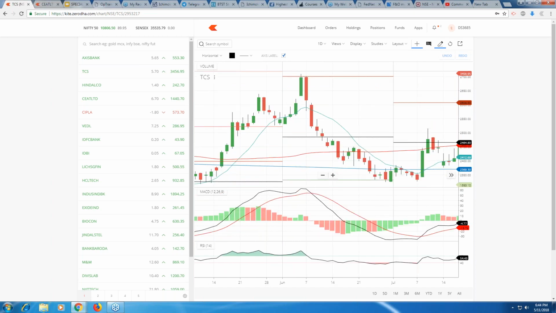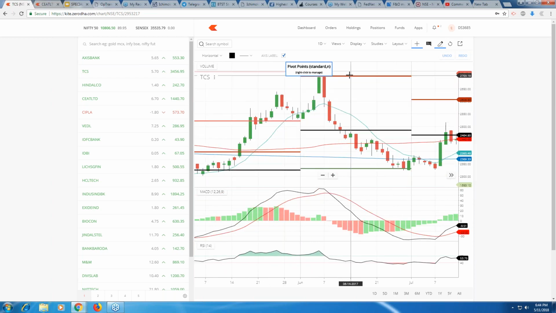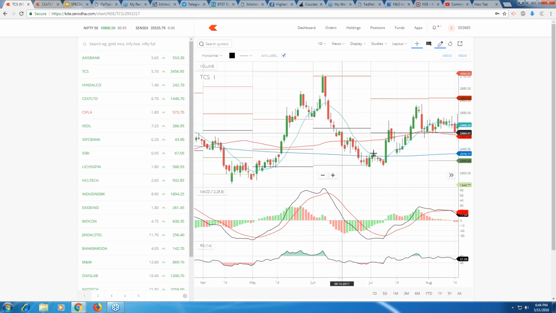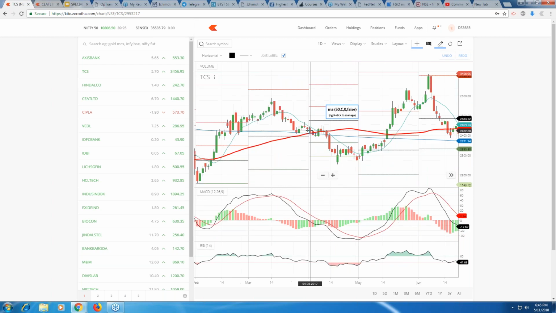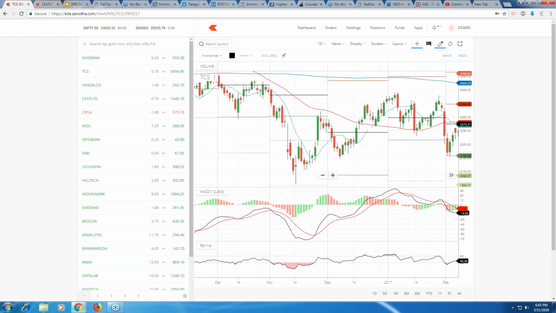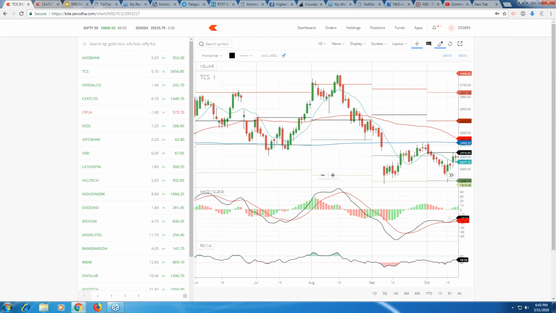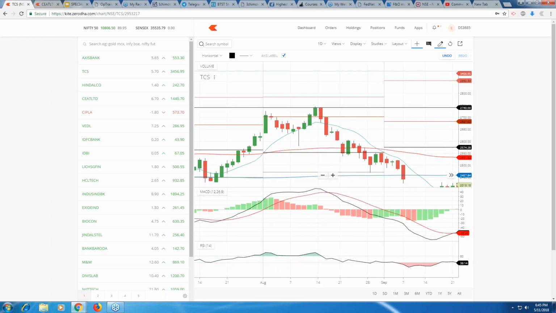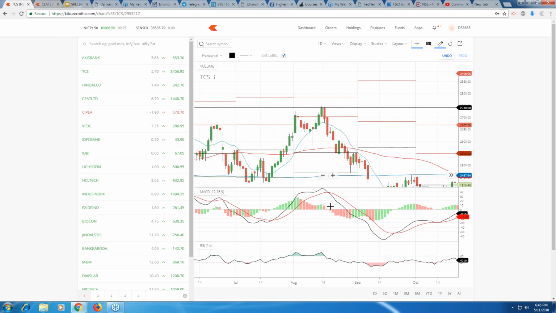Beautiful resistance from the pivot point, bearish engulfing, tweezer top, MACD crossover, RSI crossover, beautiful fall. There is no other confirmation that you need for such kind of a trade, right? Look at this. This candle is a bearish engulfing, MACD crossover, RSI crossover, see the beautiful fall, right? So this is straight from the top. Look at this trade here. Tweezer top and bearish engulfing, MACD crossover, RSI crossover, and see the fall that has come.